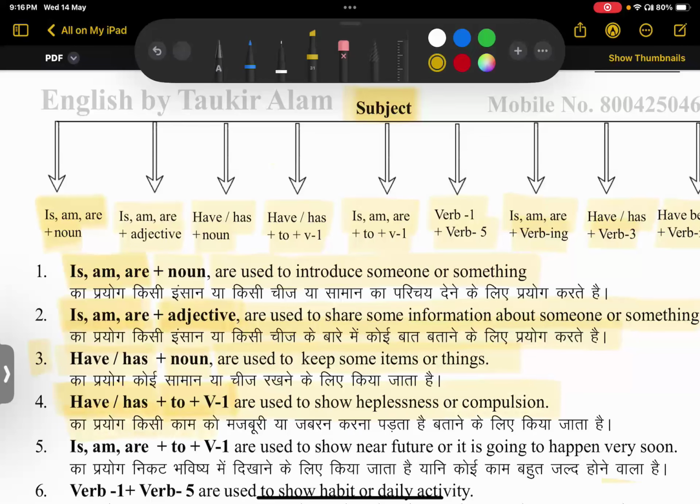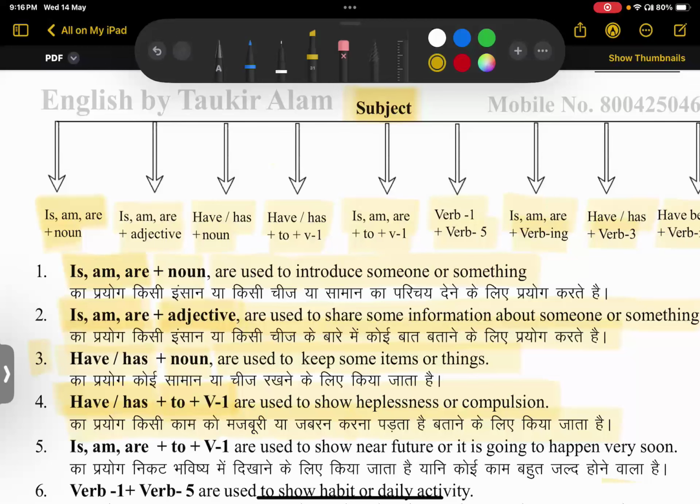Means इसका इस्तेमाल किसी काम को मजबूरी में जबरन करना पड़ता है बताने के लिए करते हैं. Dear student, sometimes it happens in our lives that we don't want to do something. For example, suppose you are going somewhere and you didn't wear a helmet and the traffic police said, stop, stop, where is the helmet? And you said, sorry, sir, I have no helmet. So he will fine you 1,000. Then you will say to your father, Papa, send me 1,000 on my Google Pay because I have to pay the fine.